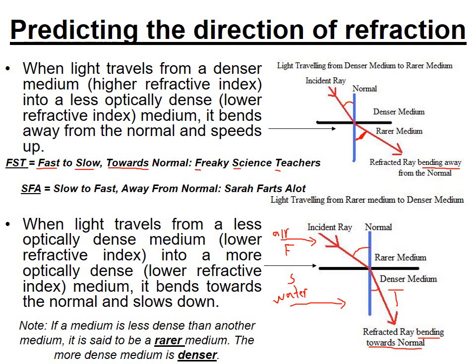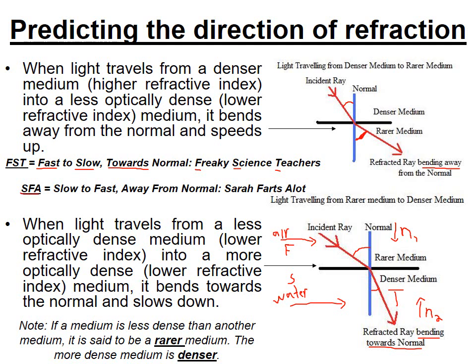Freaky science teacher. So when you go from a less dense medium to a more optically dense medium, so where the light ray travels slower, the light ray bends towards the normal. In other words, if you have a low index of refraction in the first medium and a higher index of refraction in the second medium, because remember, a higher index of refraction means slower traveling, the light bends towards normal.